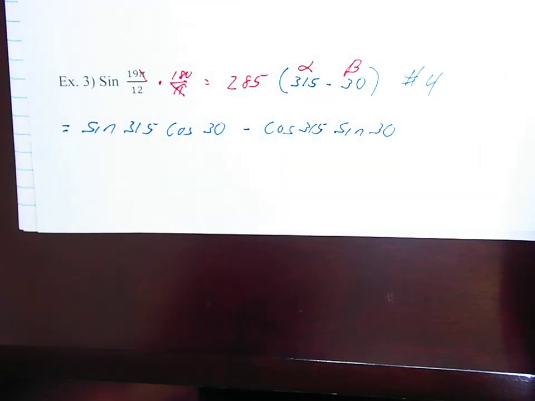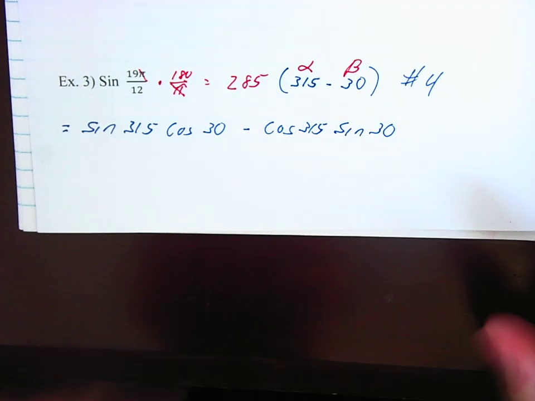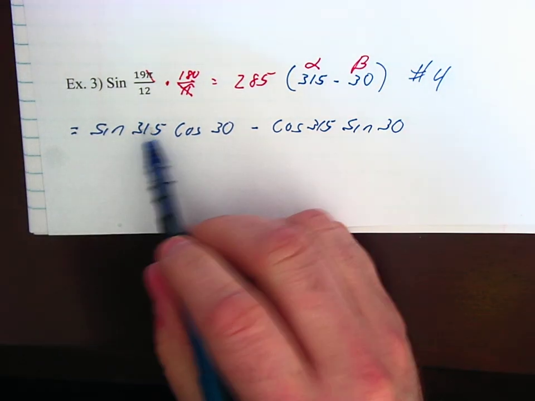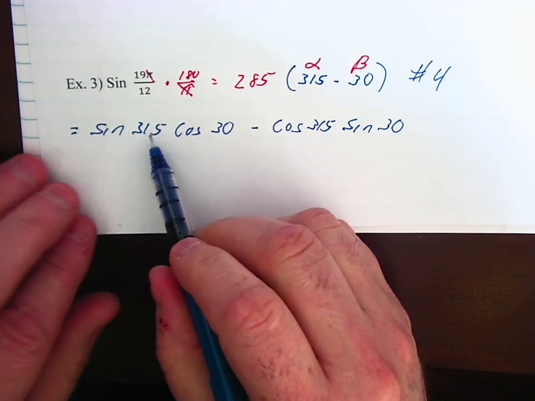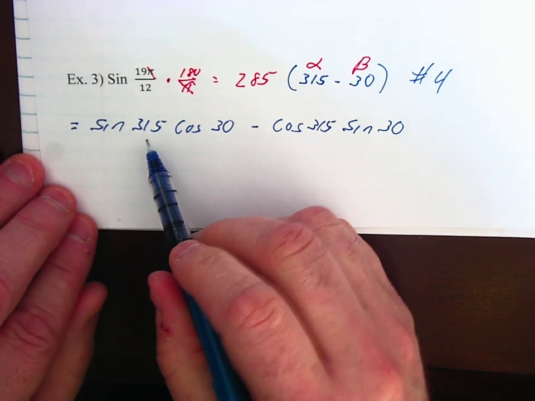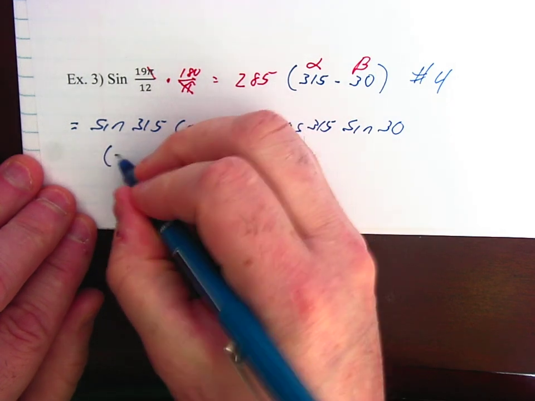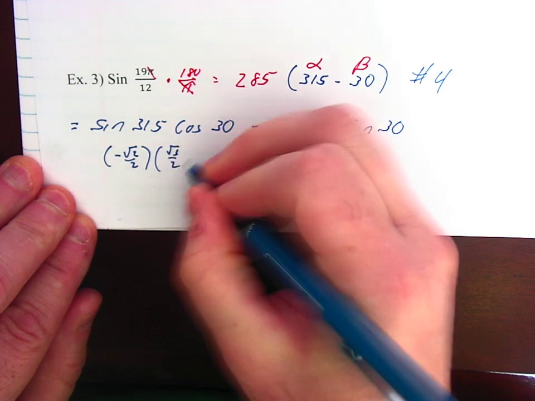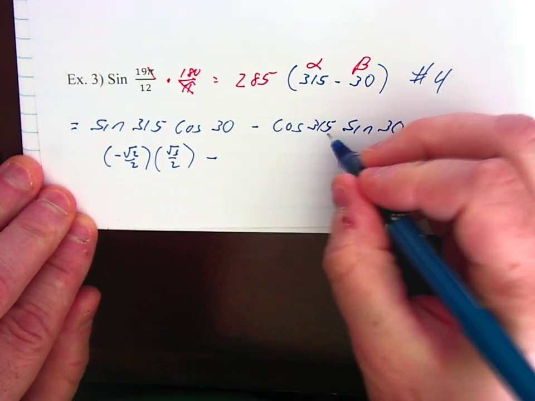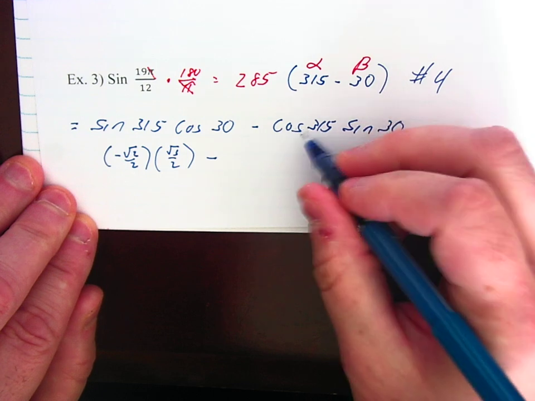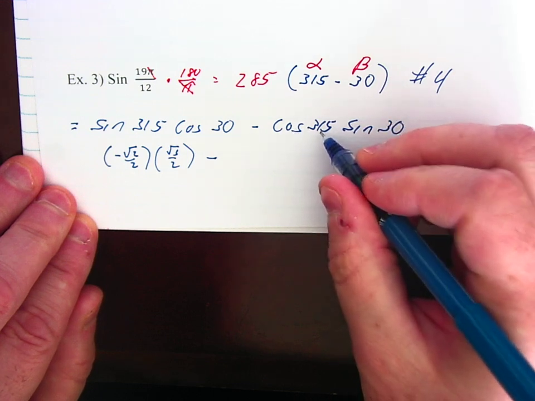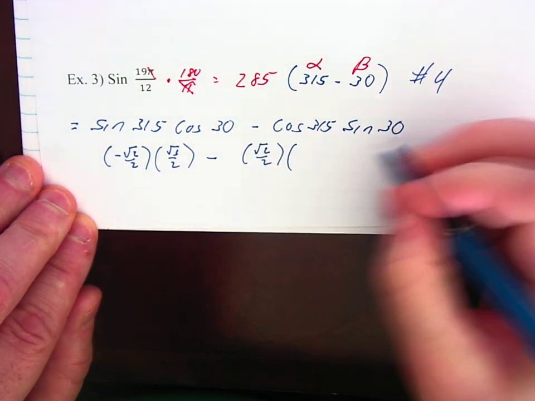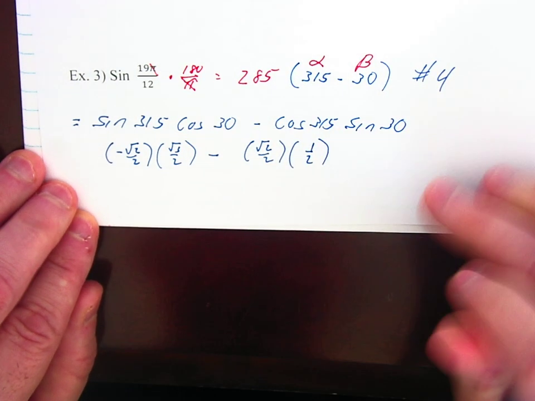Put the numbers in, and I'll show you guys there's one little shortcut you can do. The sine of 315, that's a 45-degree reference angle in quadrant 4. So sine is square root of 2 over 2, but you're in quadrant 4, so it's negative. So negative square root of 2 over 2. Cosine of 30, square root of 3 over 2, minus the cosine of 315. Cosine in quadrant 4 is positive, so this is going to be positive, and it's square root of 2 over 2. And sine of 30 is 1/2. And now you have everything you need.